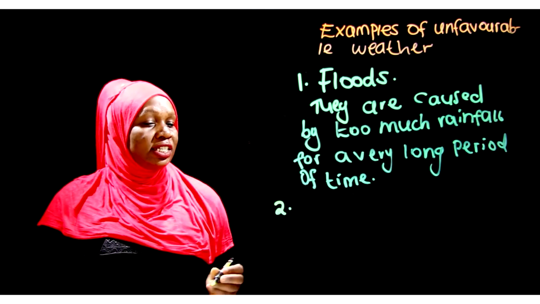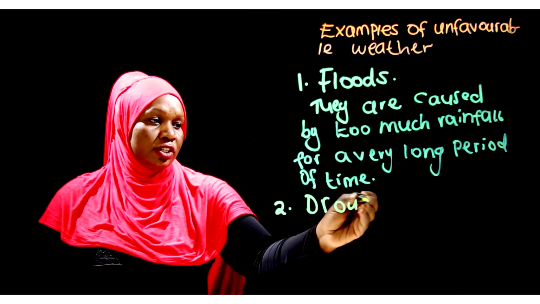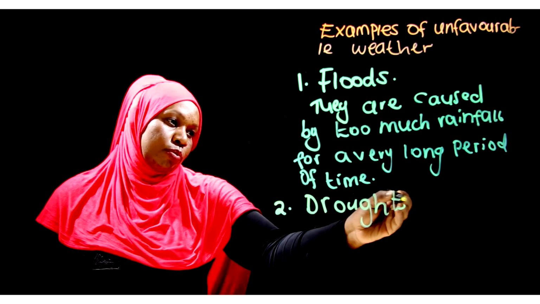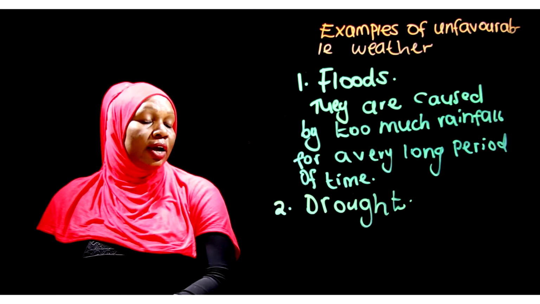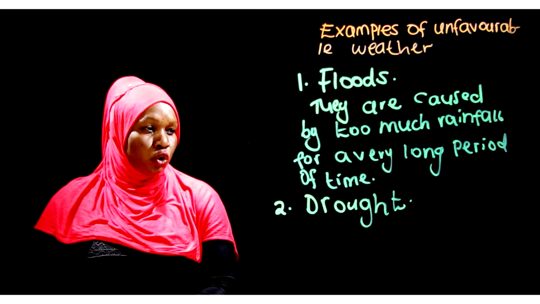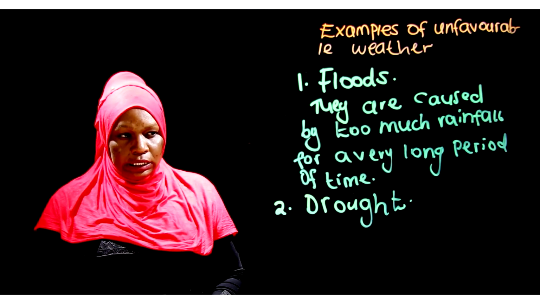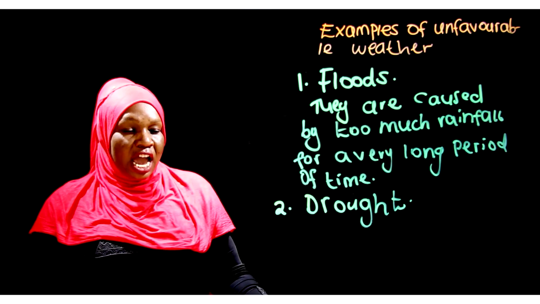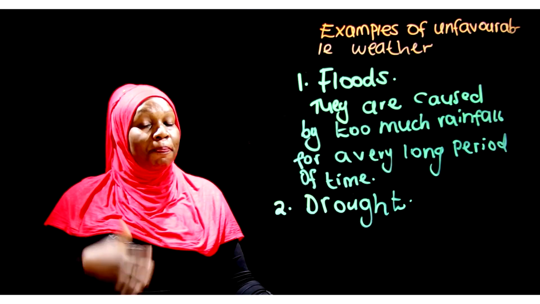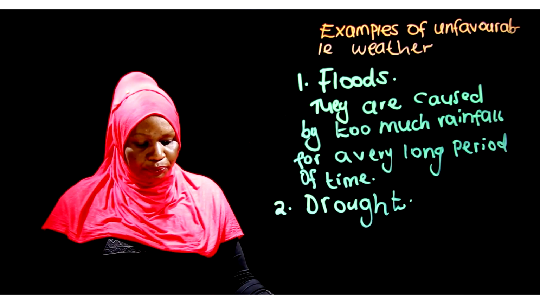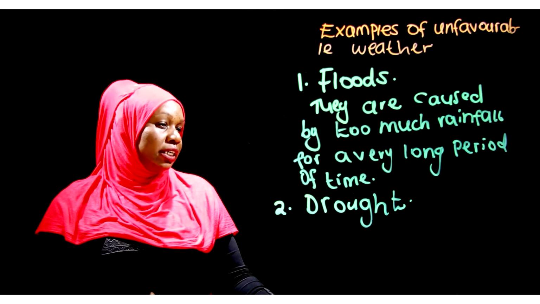We're also going to look at the second one. Before we look at the pictures, I want us to look at the drought. Drought is also an unfavorable weather condition. So what is a drought? Have you ever seen a drought? Have you ever been to a place where there's a drought? Or have you ever come across pictures of the drought? So today you're going to understand the drought very well.